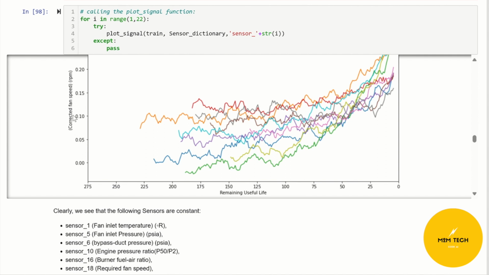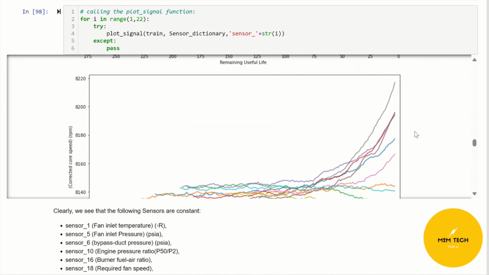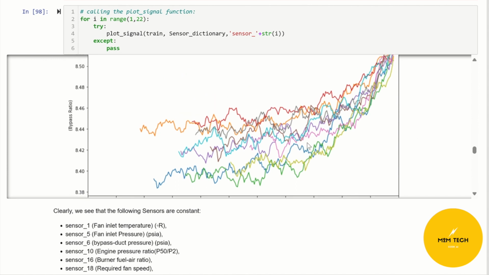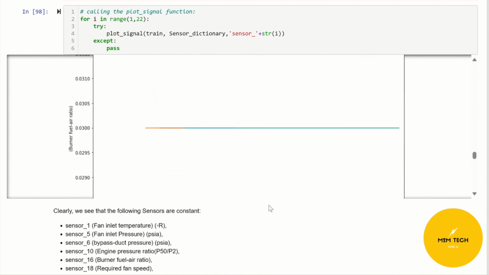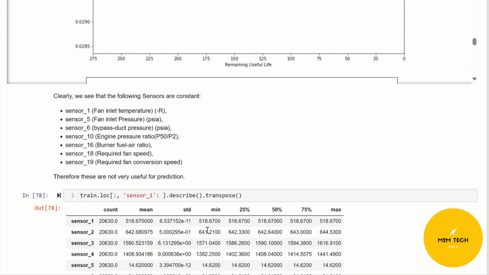So right here it is fan speed, and as we see, as these engines are moving towards their breakpoint, the fan engine speed, the fan speed, is increasing. And similarly, for various sensor data, I plotted these visualizations. And some of the sensors don't show any change in their readings. The sensors which didn't show any change in readings are sensor 1, 5, 6, 10, 16, 18, and 19.